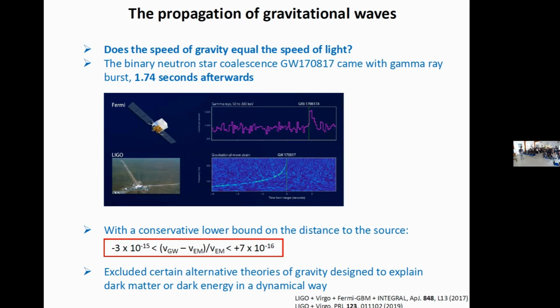And as you've probably heard, the binary neutron star from 2017 came with a gamma ray burst 1.74 seconds afterwards, and that allowed you to place both a lower and an upper bound on the relative difference between the speed of gravitational waves and the speed of light. And also these bounds are extremely tight, right? 10 to the minus 15, 10 to the minus 16 relative difference. And this one measurement excluded a whole bunch of alternative theories of gravity that were designed to explain, like I said, either dark matter or dark energy in a dynamical way as a GR violation, rather than having to invoke a new particle or a new field.